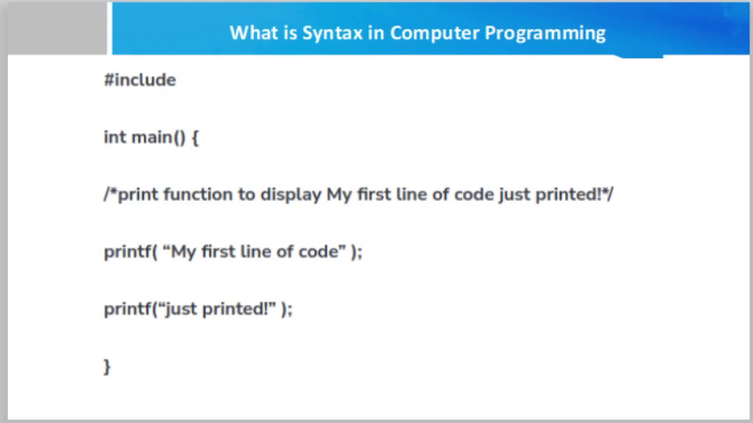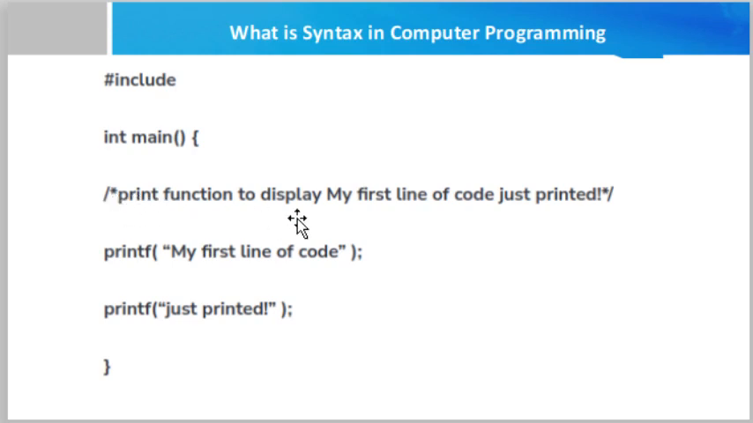Now, let me give an example here of C language code. Okay, first is the hash include. Hash include means that the compiler will ignore this line. Normally every program of C starts with hash include and the compiler ignores this line. Then every program of C starts with a main function, okay, and then this is the open curly bracket.